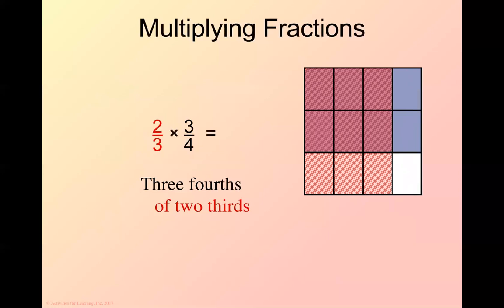So what do I have that's crosshatched and colored? I have 6 out of 12. 6/12. Because we don't want to have to draw this every time that we want to figure out a multiplication, what's the algorithm? How can we figure this out?